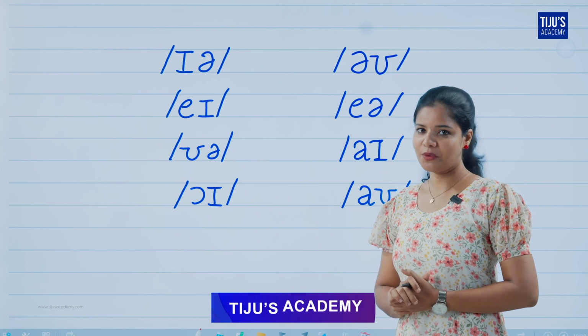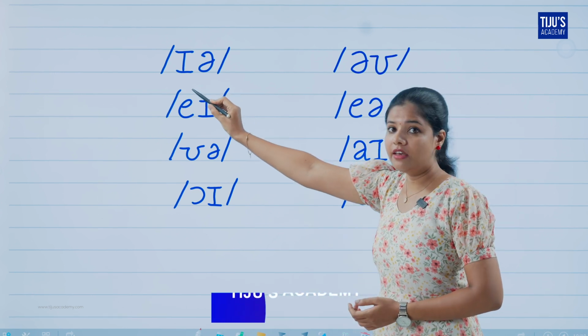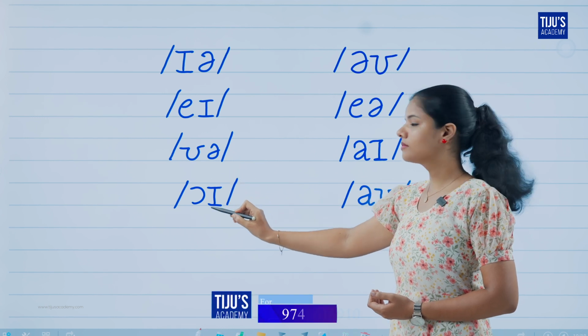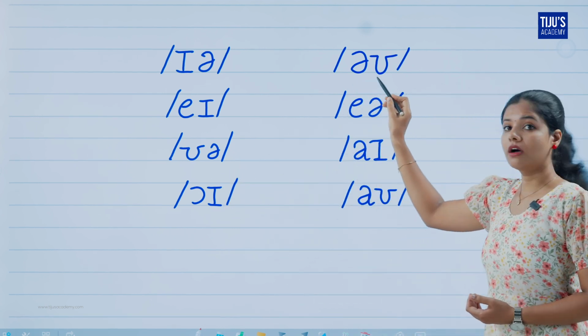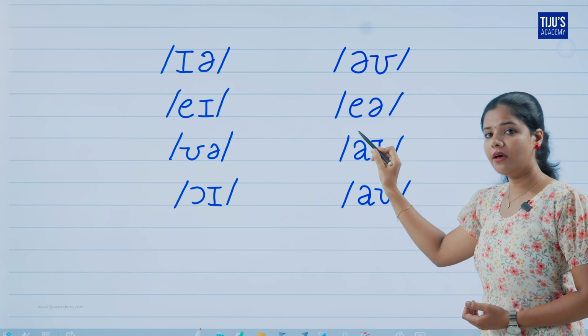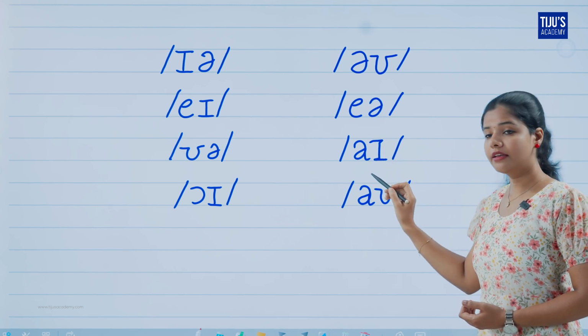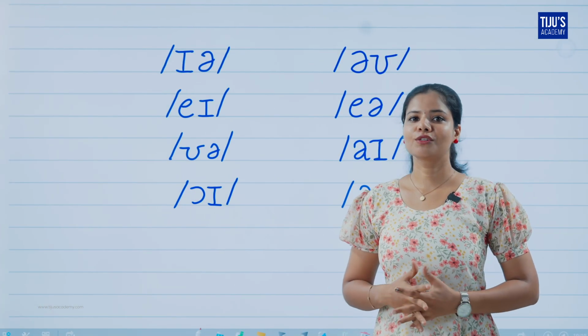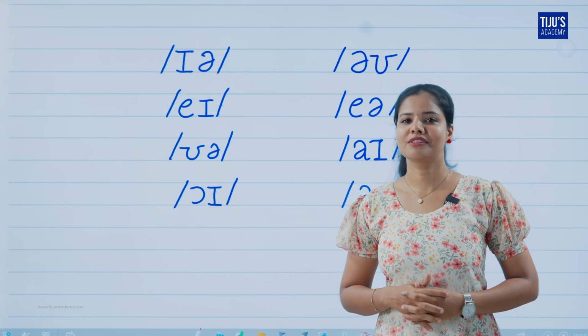Let's say it together once again. Ear, a, ua, oi, ow, air, eye, and finally ow. Learning diphthongs will definitely help you to improve your pronunciation.